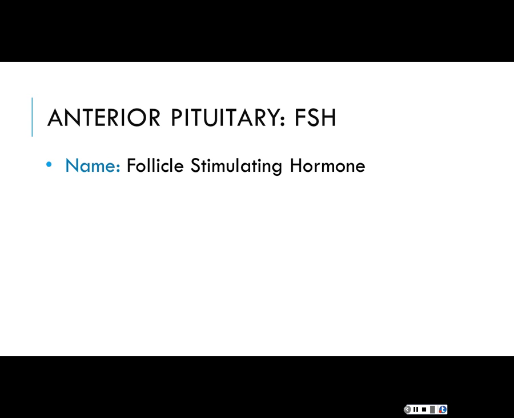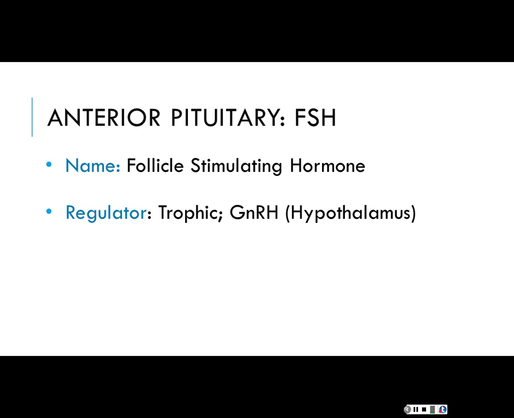It gets its name also in the female. It targets the follicles of the ovary, which helps develop our what? The female eggs, basically. Or in the male, develop the sperm cells. Follicle stimulating hormone, a gonadotropin. How do we regulate it? Tropically, by the hypothalamus releasing gonadotropin releasing hormone.